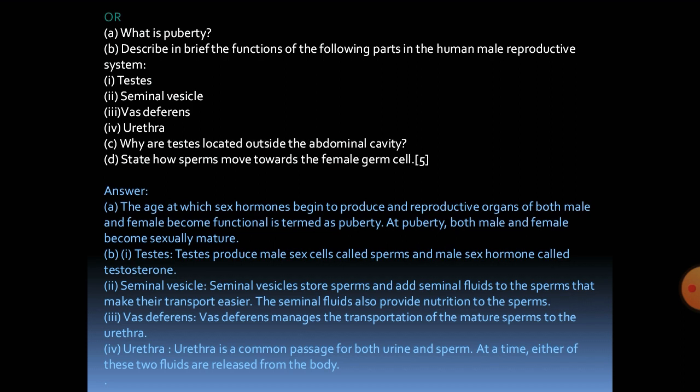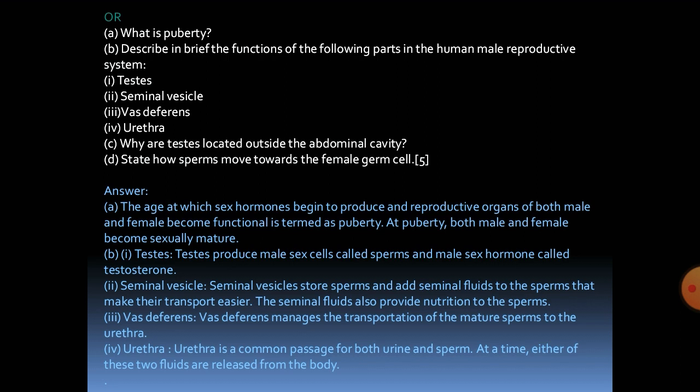What is puberty? The age at which the sex hormones begin to be produced and reproductive organs become functional is known as puberty. Here the male and female become sexually mature. Next is, describe in brief the functions: testis, seminal vesicles, vas deferens, urethra. You have to mention the functions of each, which is mentioned below.